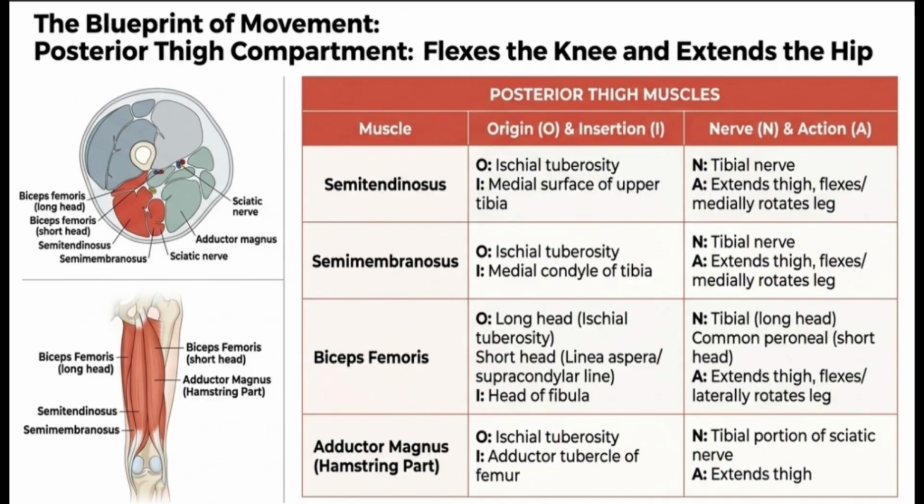The group consists of the medially situated semitendinosus and semimembranosus, paired laterally with the biceps femoris. An elegant anatomical exception exists here. While the long head of the biceps femoris is innervated by the tibial nerve, its short head originates directly from the femur and is supplied by the common peroneal nerve. The hamstring part of the adductor magnus works alongside them to assist in hip extension.